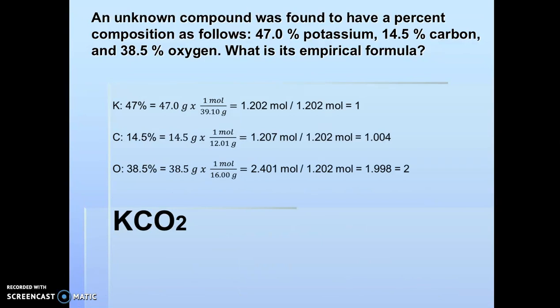Oops, sorry. And then lastly, you just rewrite out the formula. So this is the same information that I had at the bottom of the last slide. Okay, the numbers that you get after dividing. Once again, they're very close to whole numbers, so we don't have to try and multiply them out. So it's just K, C, O2. So that's how you do empirical formula.